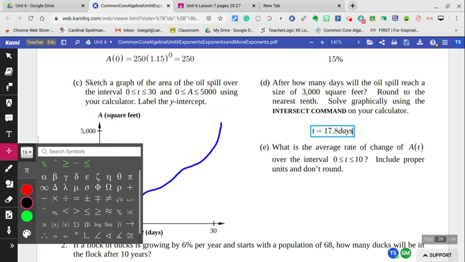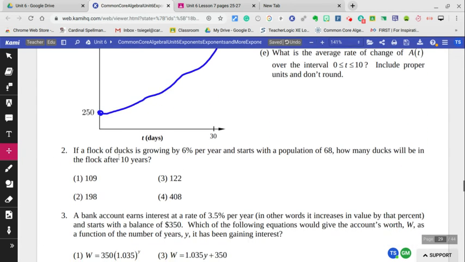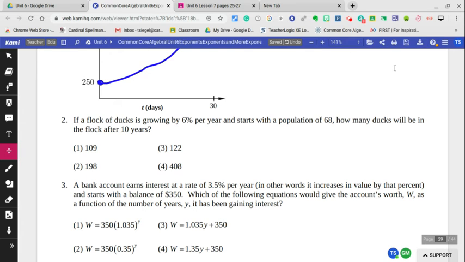Okay, and that's that. Let's see, what else do we have here? A flock of ducks is growing by 16% per year and starts with a population of 68. How many ducks will be in the flock in 10 years? So let's first write the equation that we're going to need. P is equal to the initial, it starts out with 68.